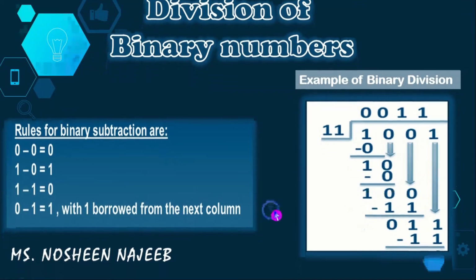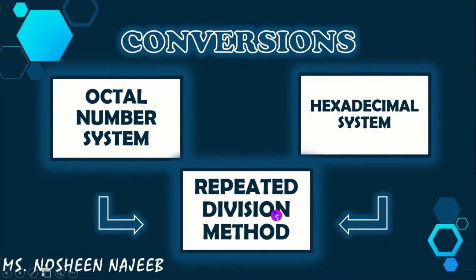Alright, moving to the next one, conversions. Here we also have some conversions in our number system. First of all we will discuss the octal number system and the hexadecimal number system. Whenever we convert these number systems into any number system, we will use the repeated division method. For these two number systems we will use the repeated division method.